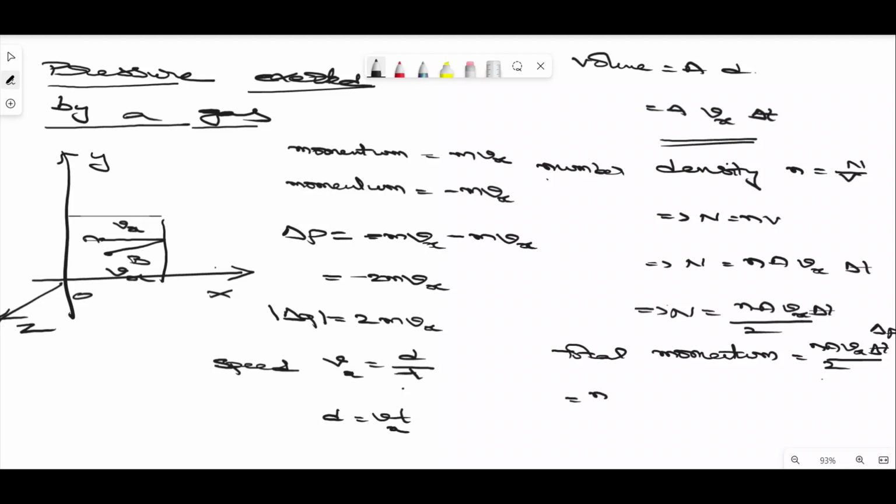Now, based on that, the expression can be represented as n into A into V suffix S into delta T by 2 into, observe that the momentum is being represented as 2m into V suffix S. Observe this 2 and 2 get cancelled. So here we get n A m V suffix x square into delta T. This represents the total change in momentum for the number of molecules.